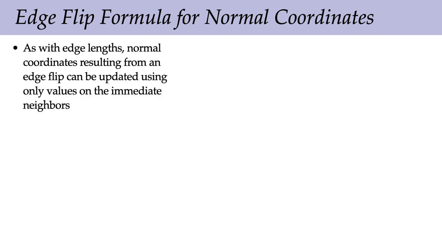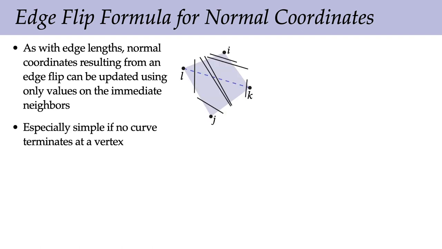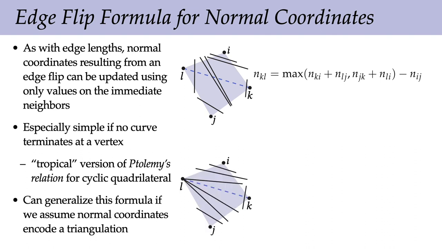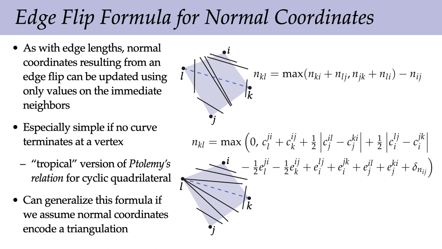Okay? So as with edge lengths and signposts, it turns out there's a nice little local formula we can use to update normal coordinates. Something like this. And in the simple case where no curve terminates at a vertex, this actually looks just like a tropicalized version of the Ptolemy formula for the lengths of a cyclic quadrilateral. So we replace products with sums and sums with a maximum. And if we assume that these normal coordinates come from a triangulation, then we can generalize to the case where curves terminate at vertices. So this is pretty cool.